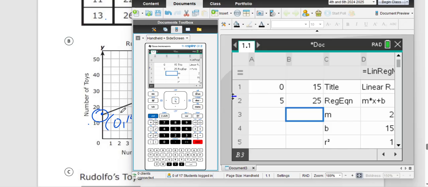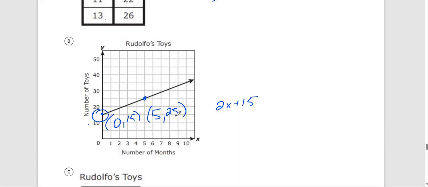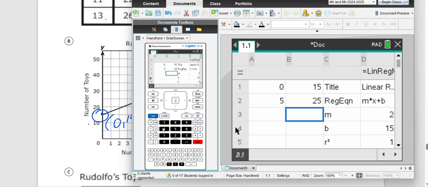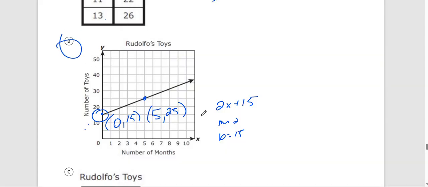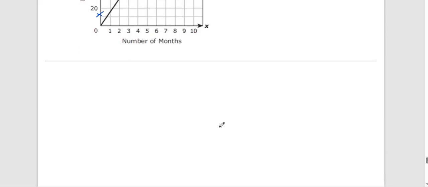So on this one, guys, using the points or coordinates 0, 15 and 5, 25, I got M to be 2 and B to be 15, which matches up. 2 and 15, so there's my answer, B. Pretty easy, it's not too bad. This is your STAR test, guys. This is exactly what it looks like. Hopefully you enjoyed.